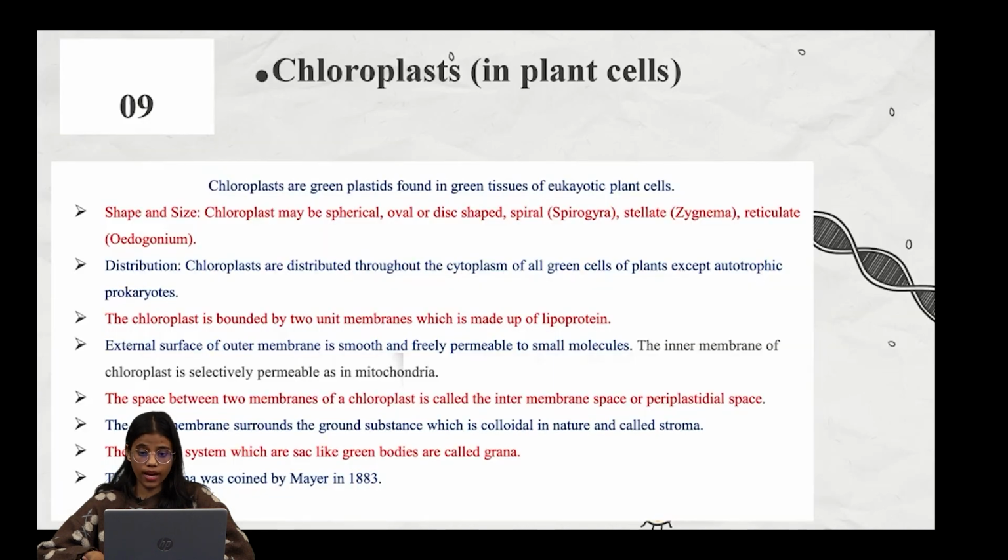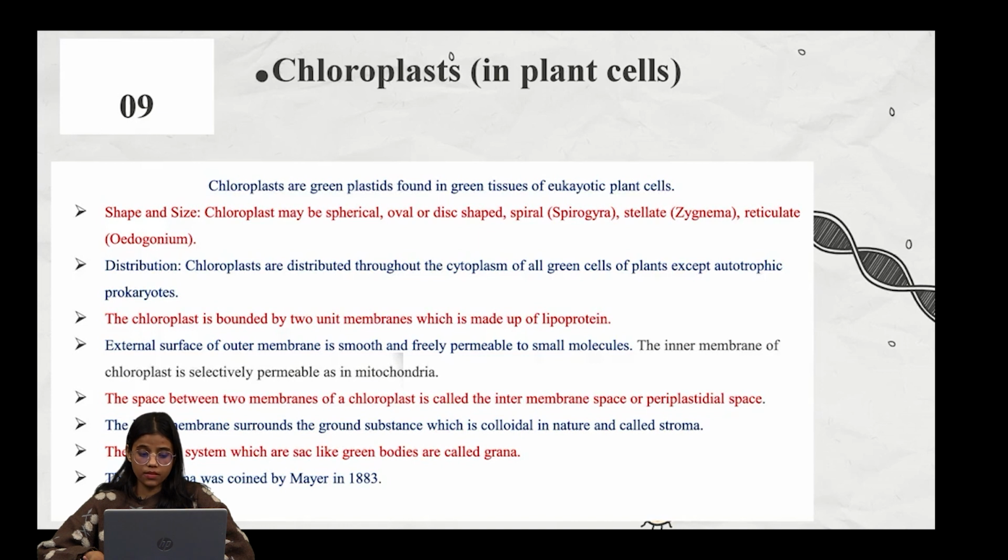The ninth one is the chloroplast in plant cells. Chloroplasts are green plastids found in the green tissue of eukaryotic plant cells. The shape and size of chloroplasts may be spherical, oval or disc shaped, spiral in Spirogyra, stellate in Zygnema and reticulate in Oedogonium. Chloroplasts are distributed throughout the cytoplasm of all green cells of plants except autotrophic prokaryotes.